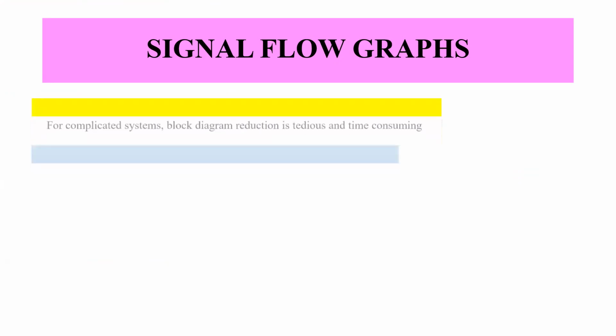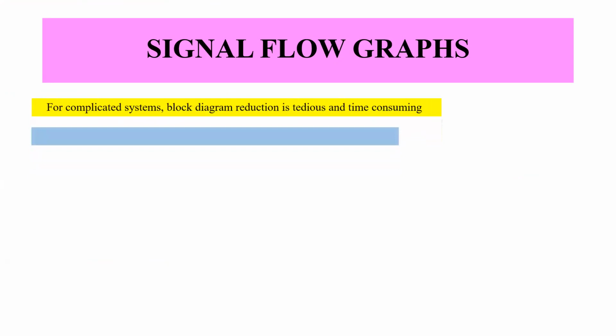So a signal flow graph basically is used to solve a given system pictorially in a convenient manner. Okay, so for example, if we have the block diagram representation of some complicated system, it becomes very difficult for us to reduce the block diagram and to get the overall transfer function of that particular system. So it is difficult, tedious, and time consuming.